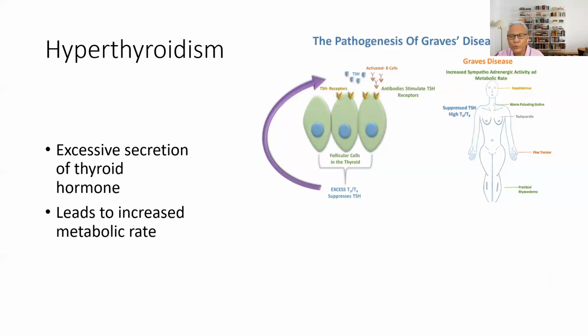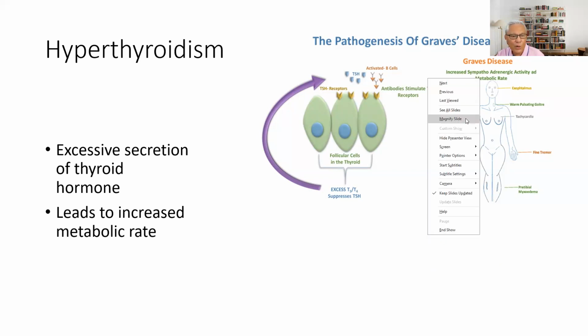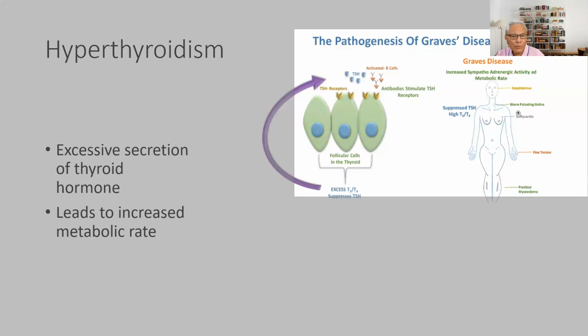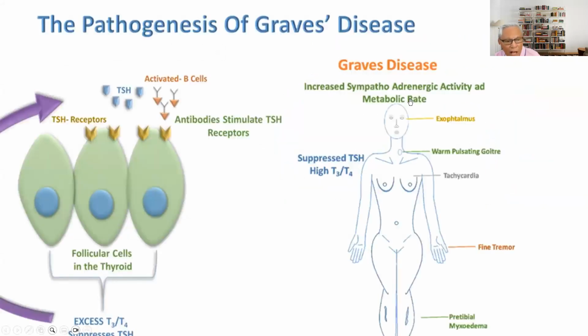Okay, so now let's go to the opposite of hypothyroidism, and that is going to be hyperthyroidism. And again, over here, there's going to be an excessive release or discharge of thyroid hormone. And of course, it leads to an increase in metabolic rate. Now, there is another form of hyperthyroidism, and that is the one that is going to be the autoimmune disturbance, and that is what is known as Graves' disease. So this is the most common cause of hyperthyroidism.